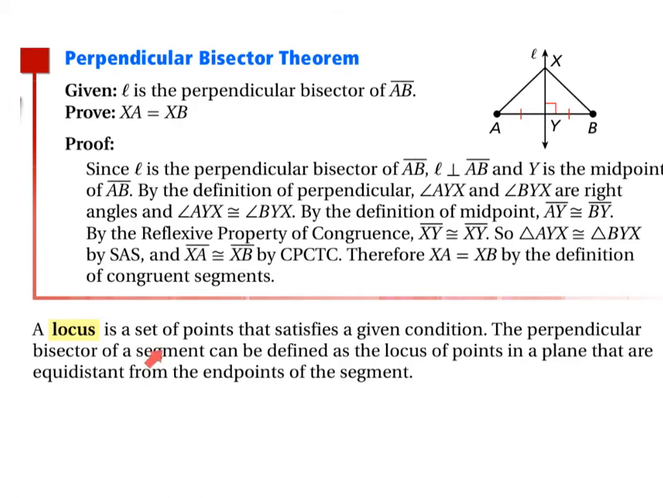Now at the bottom, you do need to write this down. A locus, not a bug, is a set of points that satisfies a given condition.